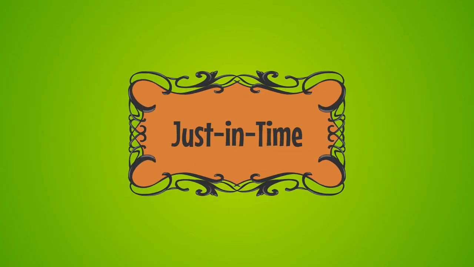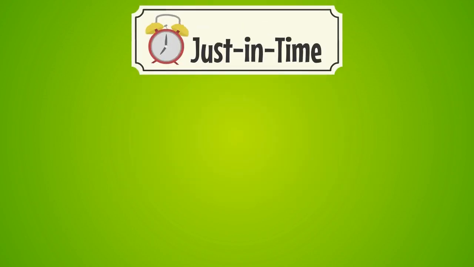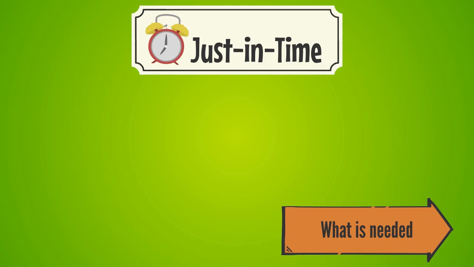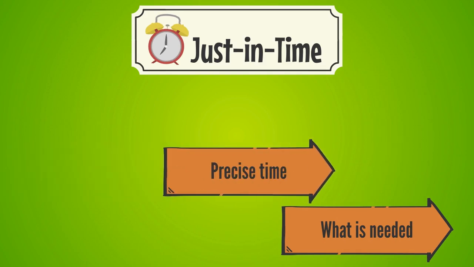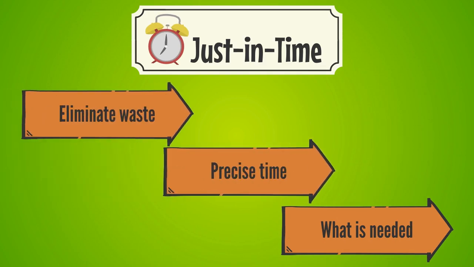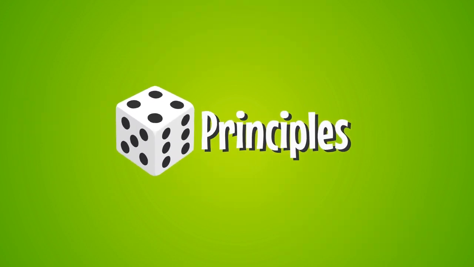Just in time, JIT, goes further than MRP. JIT is a management philosophy that involves purchasing or producing exactly what is needed at the precise time, just when it is needed, and not long before or long after, to eliminate the waste of expensive resources. 4 principles should be fulfilled to make JIT a viable technique.